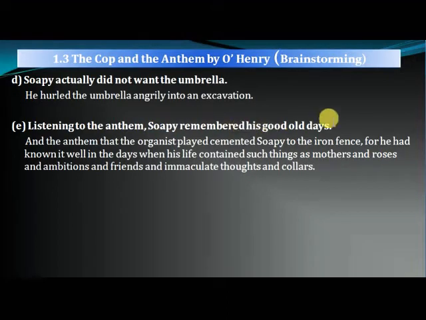Sophie remembered his good old days, and the anthem that the organist played cemented Sophie to the iron fence, for he had known it well in the days when his life contained such things as mothers and roses, and ambitions and friends, and immaculate thoughts and collars. So this is the answer to this particular question. Let us see the next one.